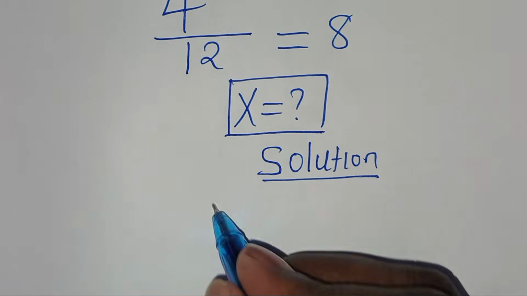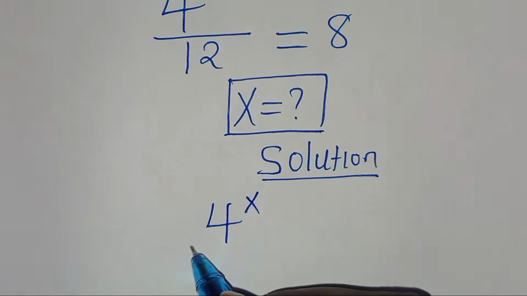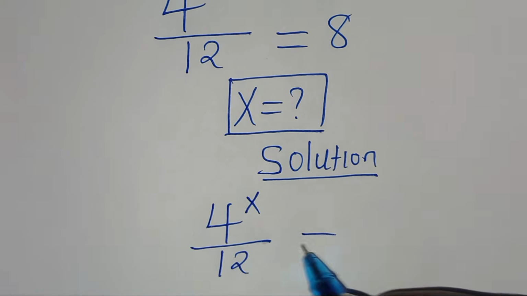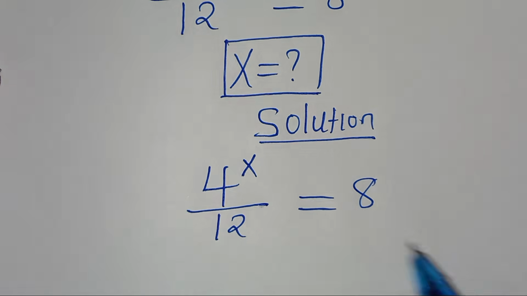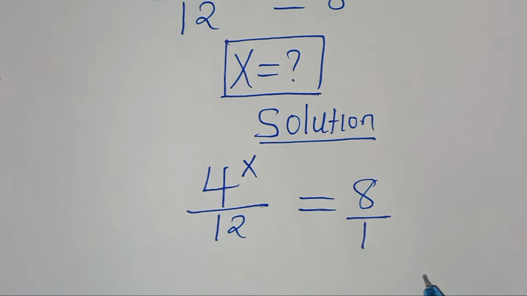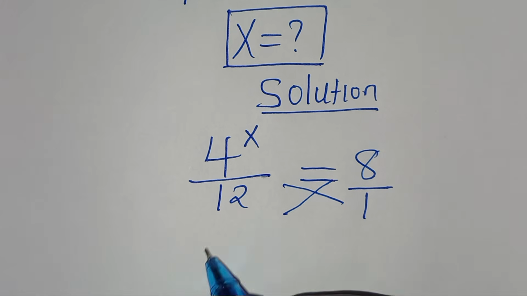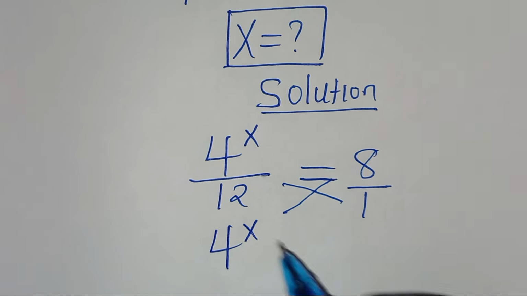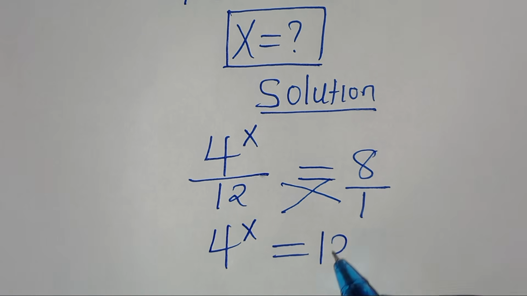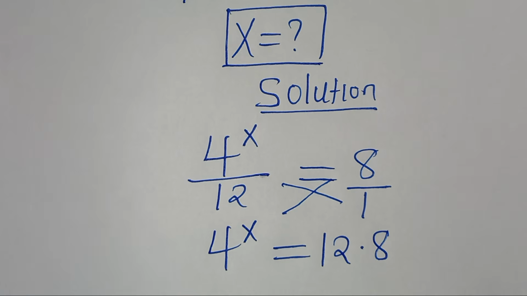So this is 4 to the power of x divided by 12. This is equal to 8. So 8 is our number, so this is over 1. Now the next step is to cross multiply, so that now we have 4 to the power of x. This is equal to 12 multiplied by 8.